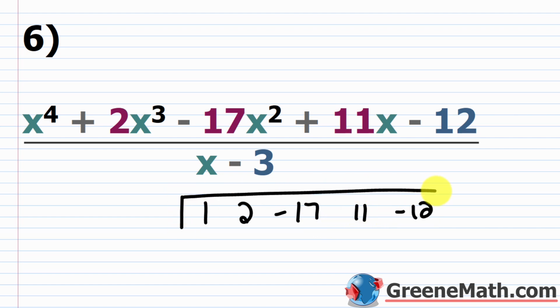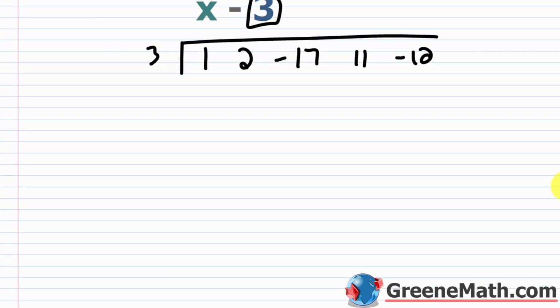Over here, because this is of the form x minus something, I can just take the 3. I don't need to make any adjustments there. Let me scroll down so I can fit this on the screen. I'm just going to drop this down. 3 times 1 would be 3. 2 plus 3 is 5.